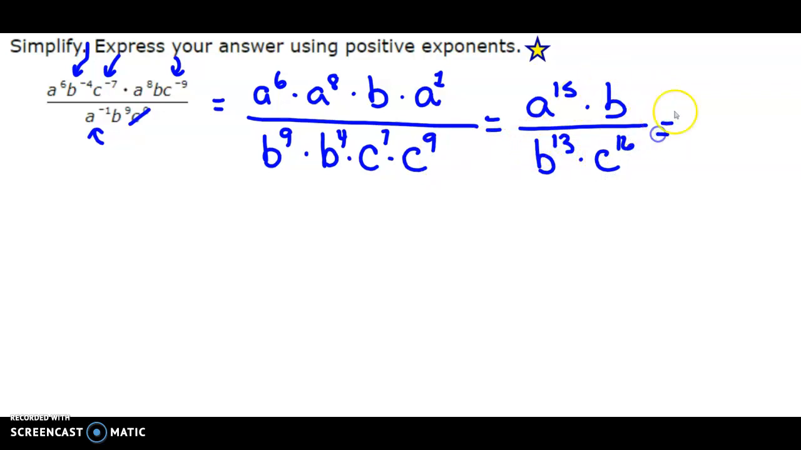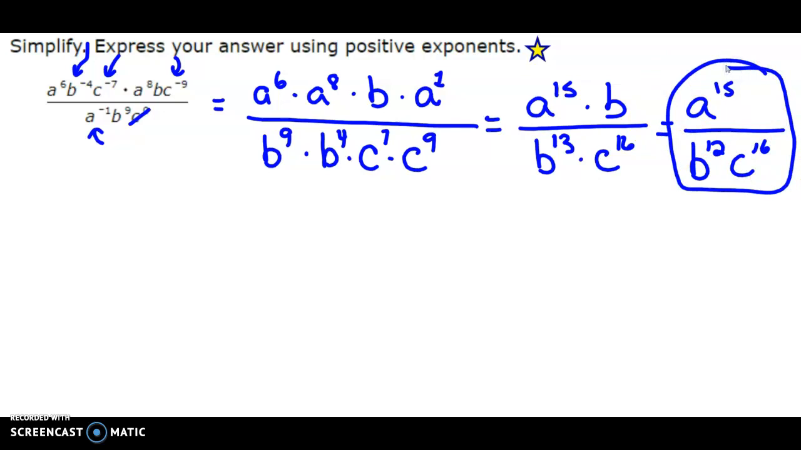And then the only thing we're really simplifying here is there's no a's to simplify. There's one b on top and 13 on the bottom. That leaves 12 more on the bottom. And there's no c's to simplify. And so that should be your answer. And that's hopefully what you've got. Okay? Please let me know if you have any questions after this. I am available in AA. But hopefully this cleared some things up for you.